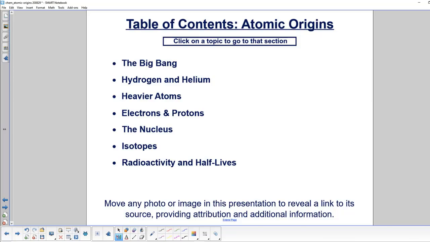We'll start with the Big Bang, talk about the first elements formed, hydrogen and helium. We'll then move on to heavier atoms, then talk about what's inside the atoms, electrons and protons, and the nucleus. Then isotopes, and finishing up with radioactivity and half-lives.